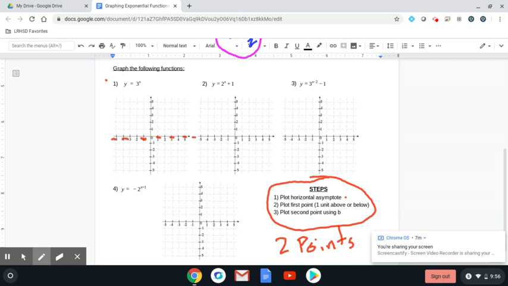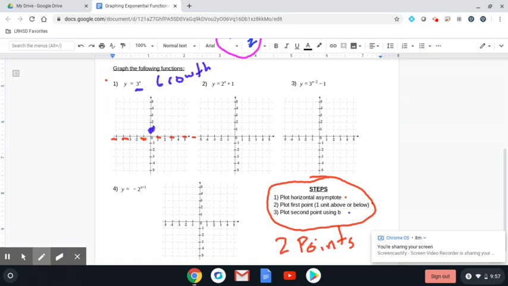Your second step is to plot the first point. That first point is either going to be above or below your asymptote, and all it depends on is whether your base number is positive or negative. If I look at that base number being a 3, first off, I know that this is definitely going to be a growth problem. And I see that the 3 is positive, which means I'm going to go from my horizontal asymptote up 1 unit, again because 3 is positive. That gives me my first point.